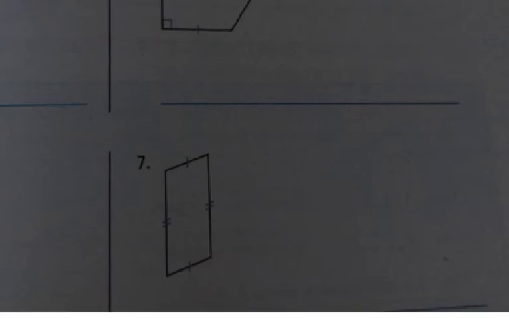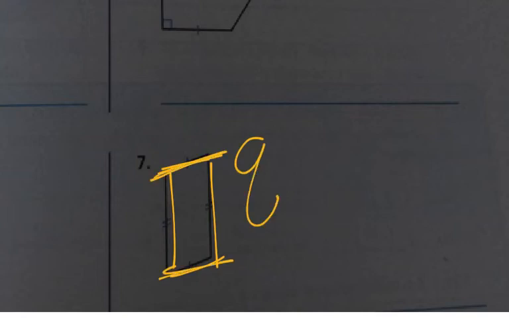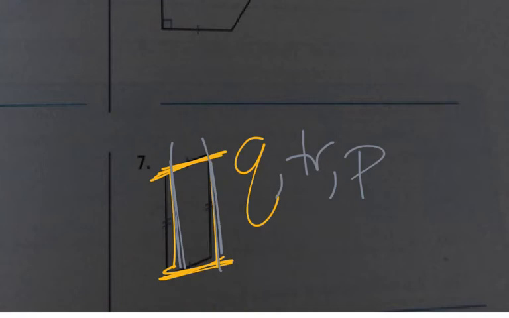Number 7, let's look at this. I know this is 4 sides, so it's a quadrilateral. These are going to be parallel. These lines are going to be parallel, so it's a trapezoid because it has at least one pair of parallel lines. It's a parallelogram because it has 2 pairs of parallel lines. There's no 4 right angles, and all the sides are not the same, so this would be all it is.